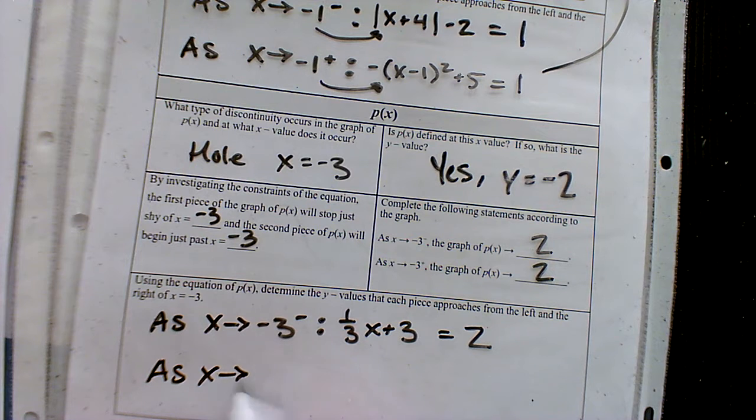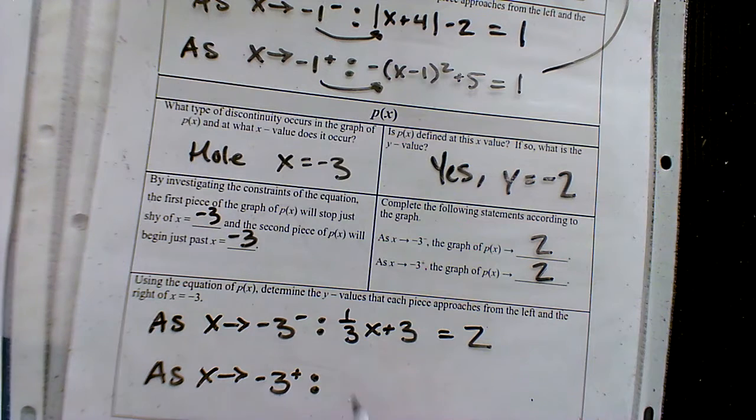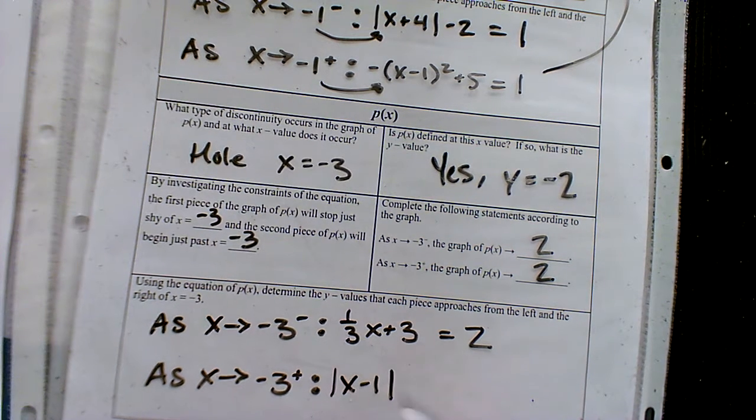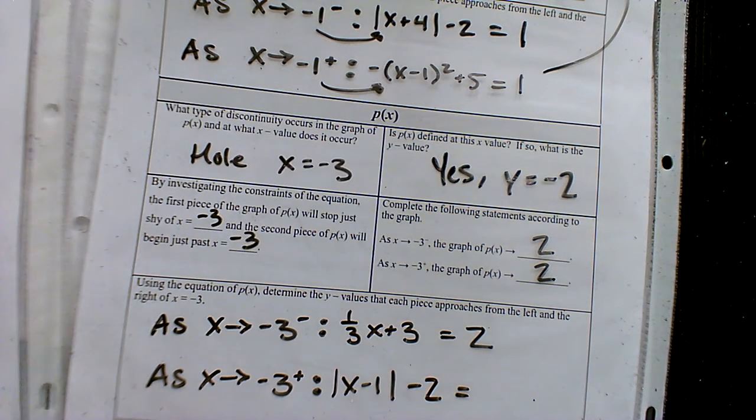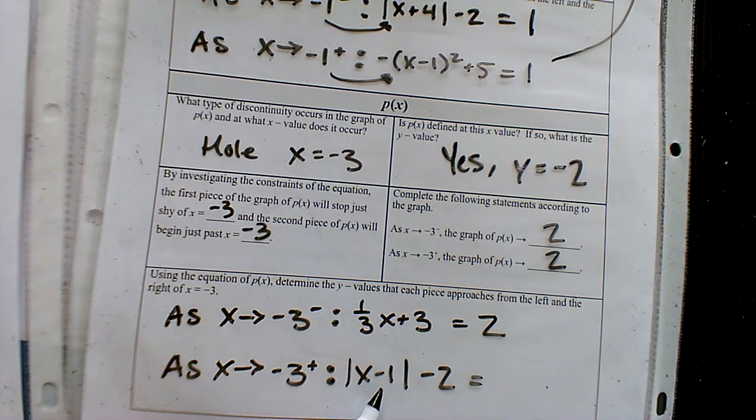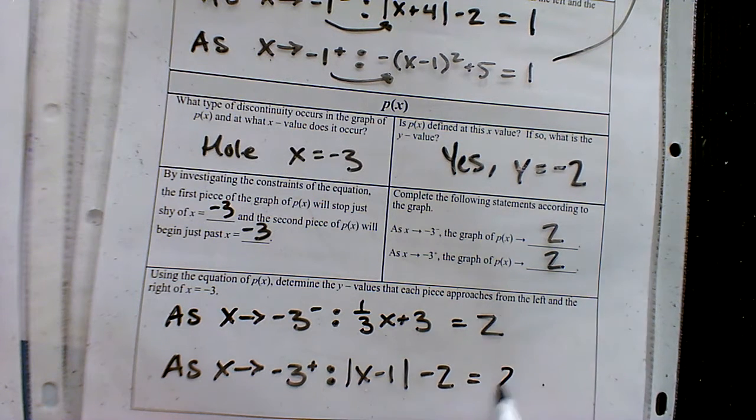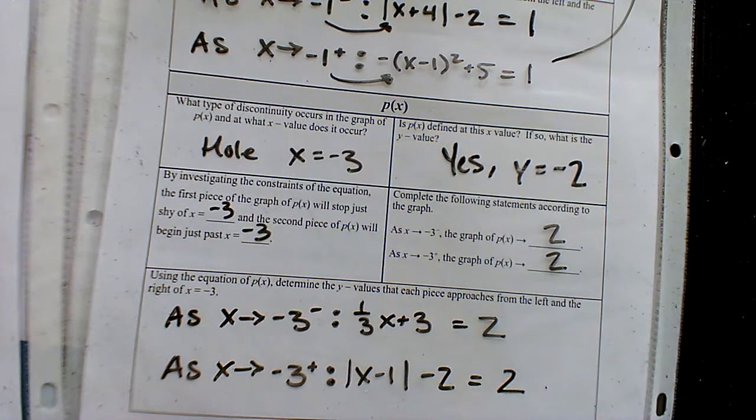Let's check out the right-hand side. X values bigger than negative 3 would be the absolute value equation. And if we plug in negative 3, minus 1 would be negative 4. Absolute value changes it to positive 4. Minus 2, we get 2. Alright, so that checks out with what we saw in the graph.